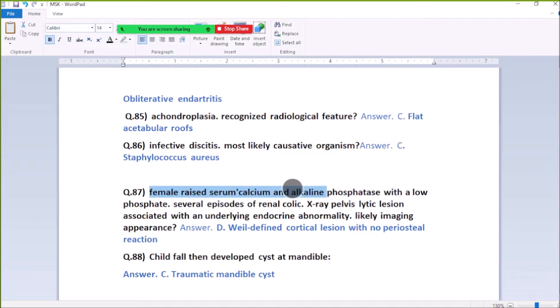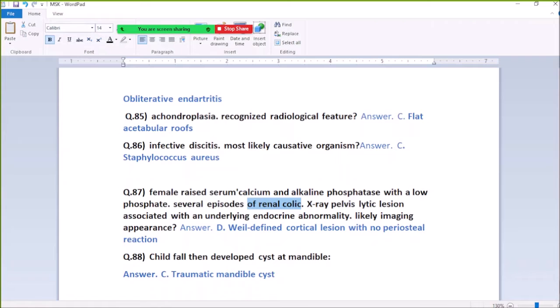Asian female with raised serum calcium and alkaline phosphatase with a low phosphate, several episodes of renal colic, and a lesion in the pelvis, associated with an endocrine abnormality. The appearance is a well-defined cortical lesion with no periosteal reaction. So hyperparathyroidism.